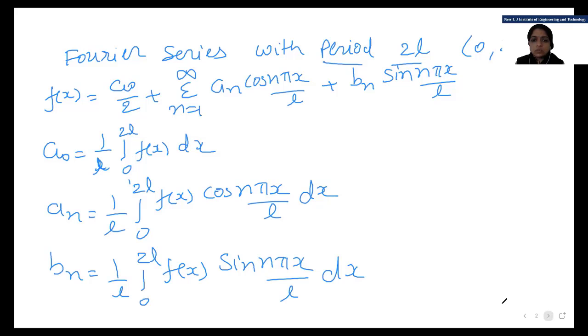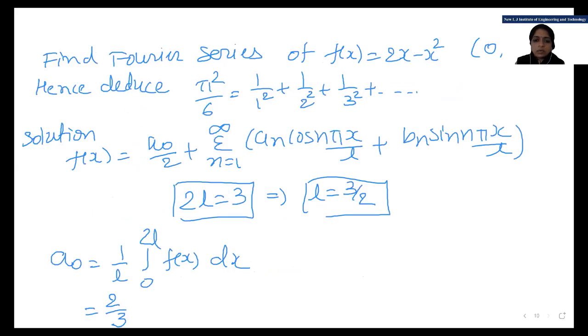So here L is equal to... we always compare our upper limit with 2L, right? Now L is 3 by 2, 0 to 3. F of x is 2x minus x square into dx. So next step is a0 is equal to 2 by 3.